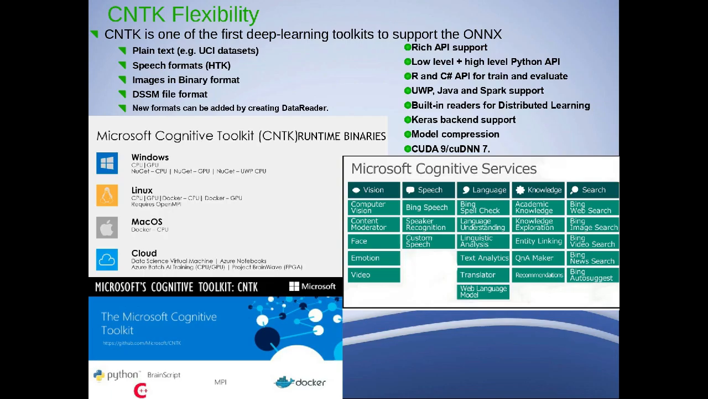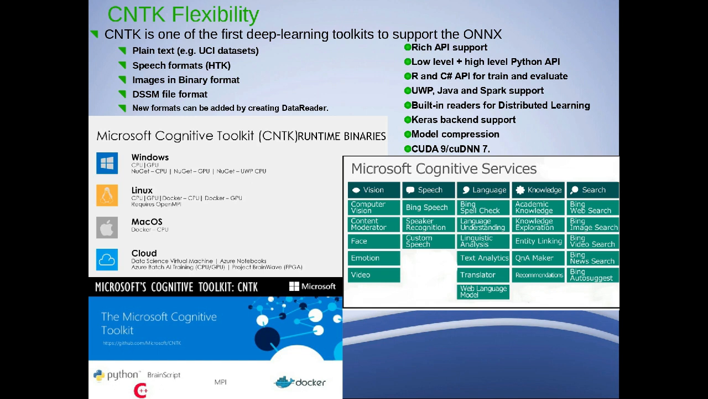Let us now check out the various CNTK flexibility features provided in the latest release. CNTK is quite flexible and supports most popular input data formats. First, plain text, for example, UCI datasets. Second, speech formats HTK. Third, images in binary format. Fourth, DSSM file format. Fifth, new formats can be added by creating a data reader.